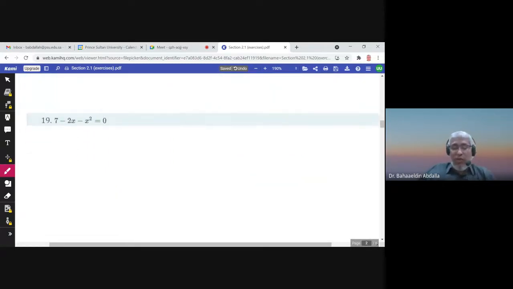Another question, we need to solve it using the quadratic formula. Well, it is not in the general form, so let me start by writing negative x squared, negative 2x plus 7 equals 0. So here I wrote it in the general form. Now I can multiply the equation by negative 1 to have a equal to 1, but it's okay, I will work with this. A would be negative 1 here, B is negative 2, and C is 7.